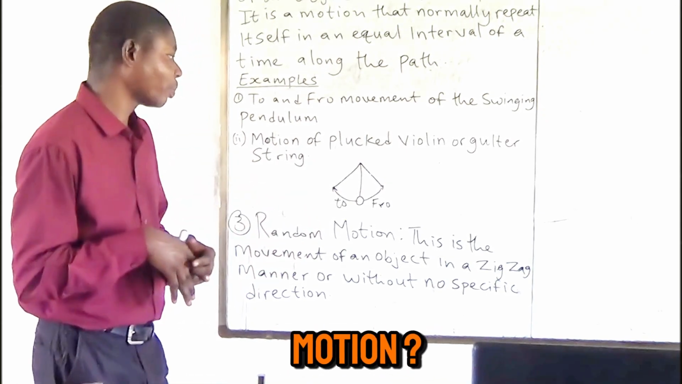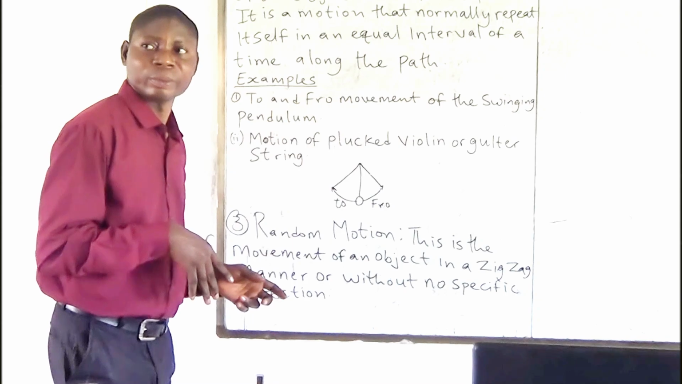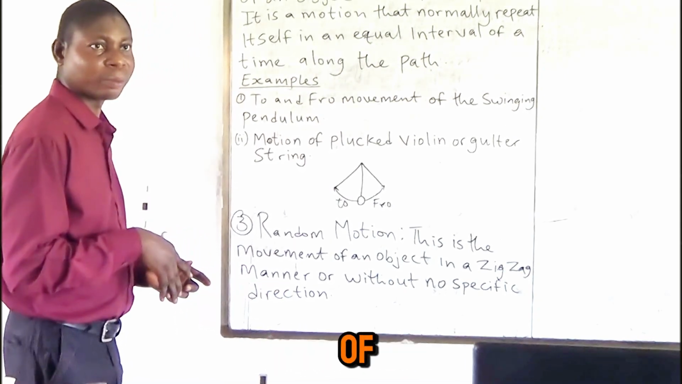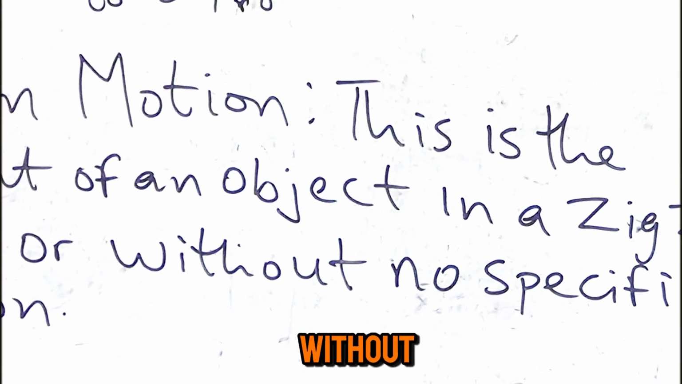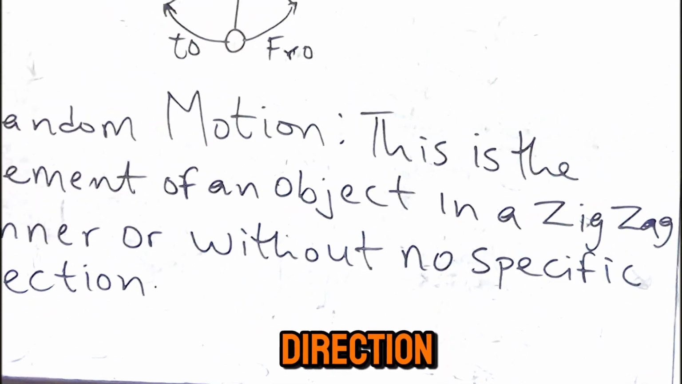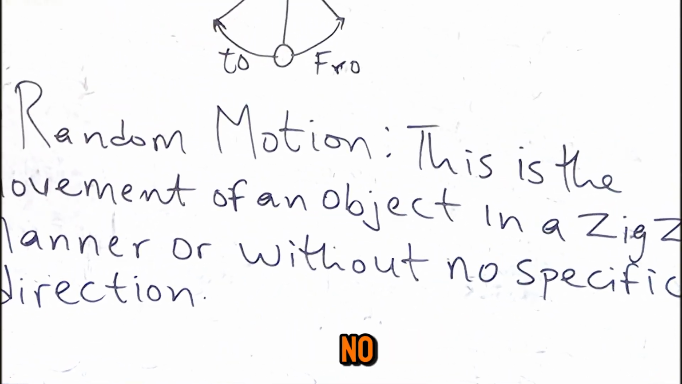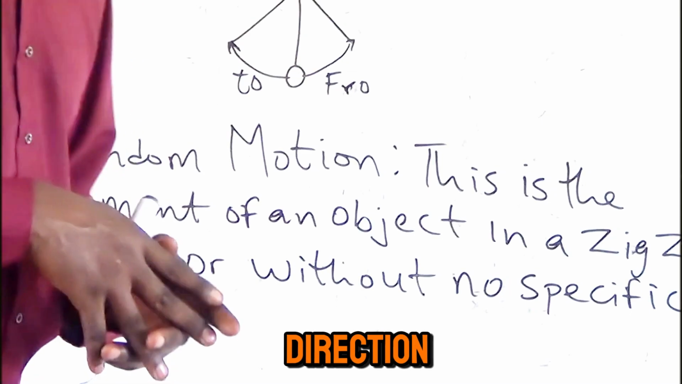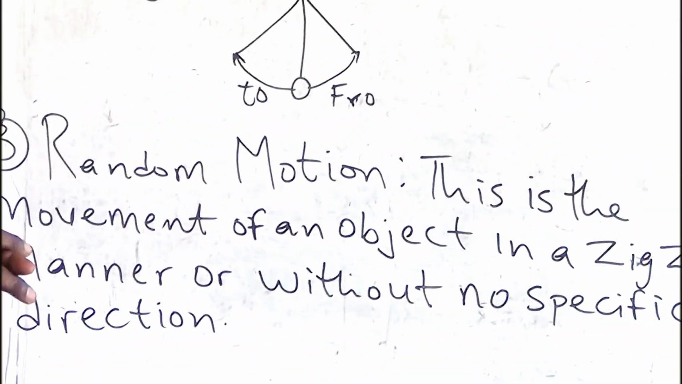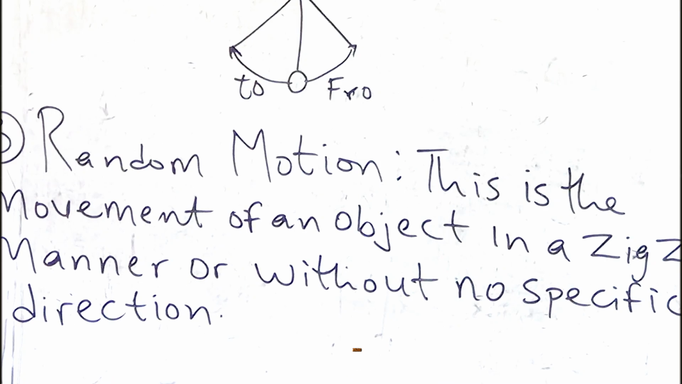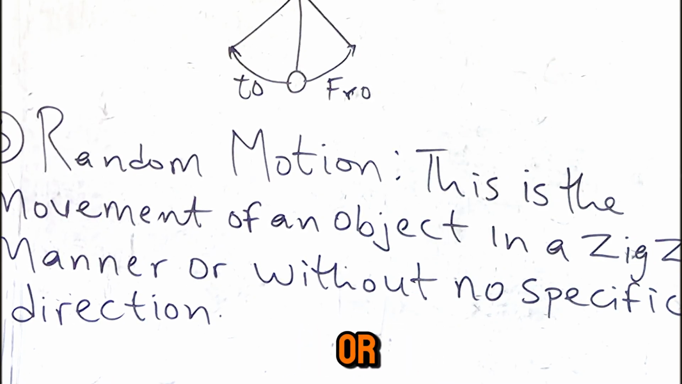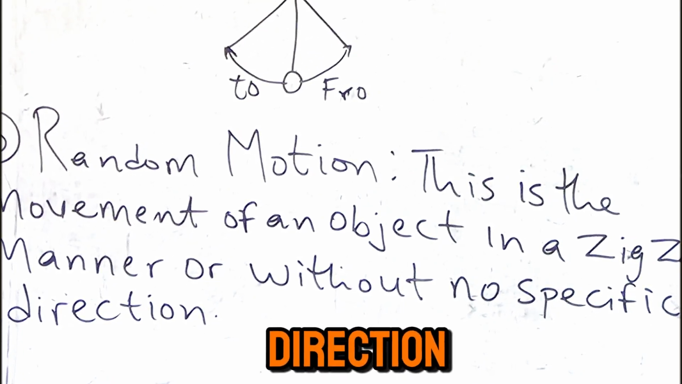What is random motion? This is the movement of an object in a zigzag manner or without a specific direction. Again, this is the movement of an object in a zigzag manner or without a specific direction.